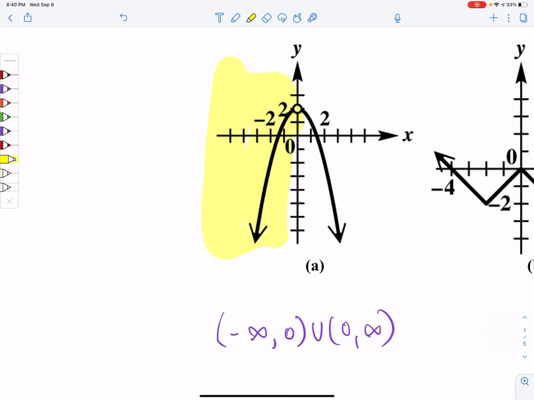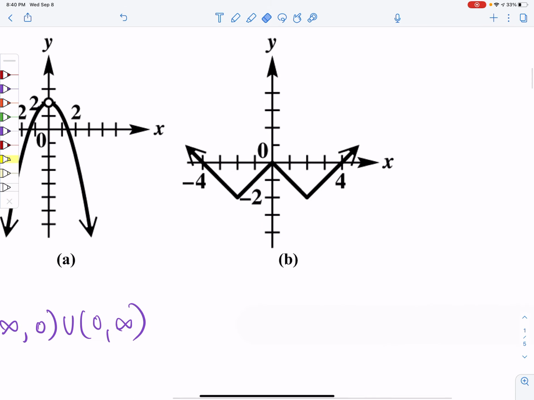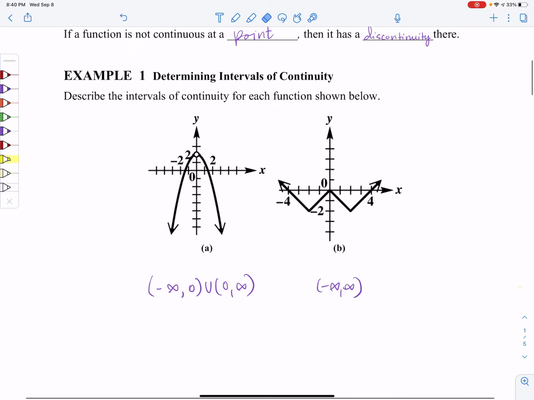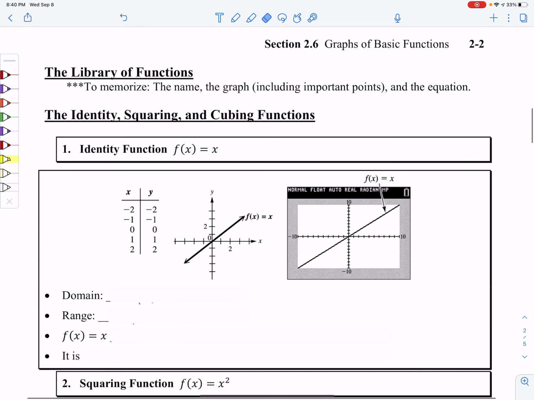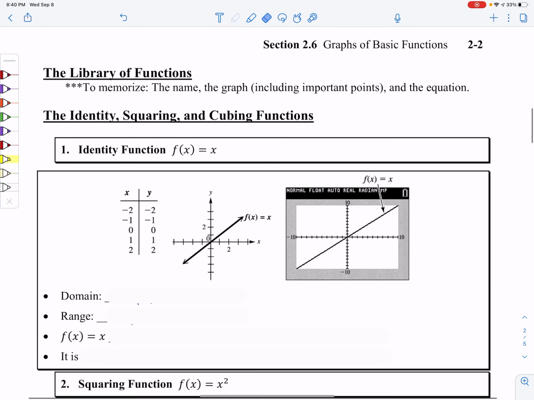And then on the other side of that, let's see if it'll let me move that here. And that's going to be from 0 to positive infinity. If you are looking at the next example, there are no places of discontinuity, so this one is continuous over all real numbers.